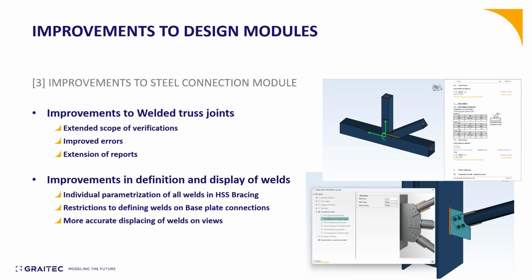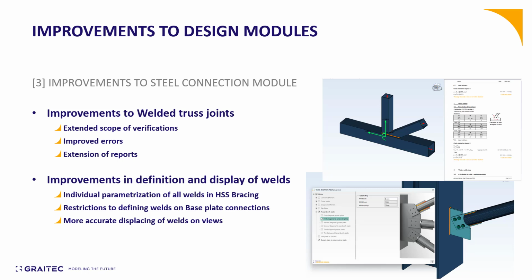And a few words about changes to the steel connection module. There are many small improvements, and I will just mention two categories. The first category is improvements to welded truss joints. As we remember, such joints were added in the last 2024 release, and with this update, we improved and extended the calculations. We fixed various errors, and we extended the report with additional content.